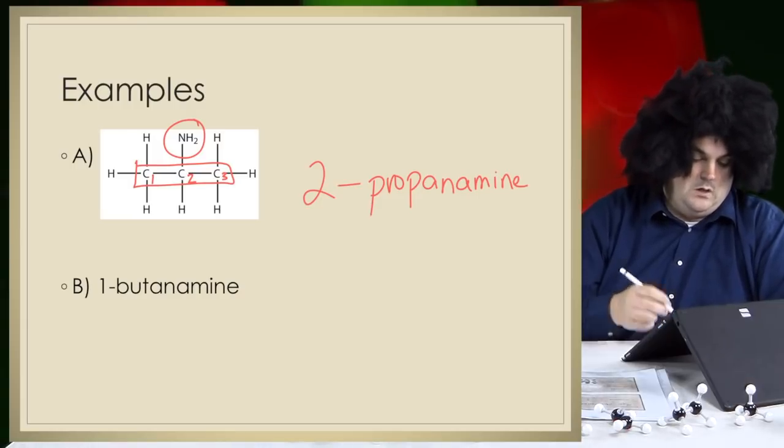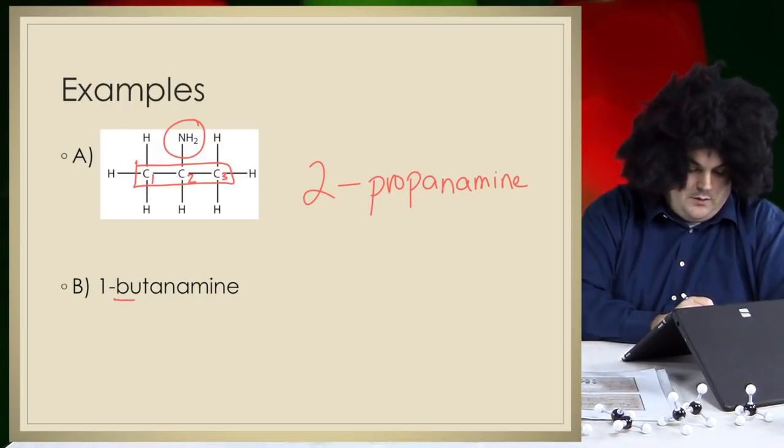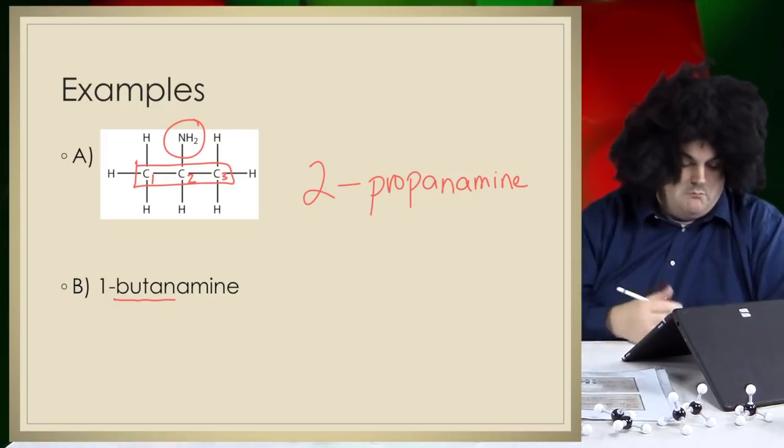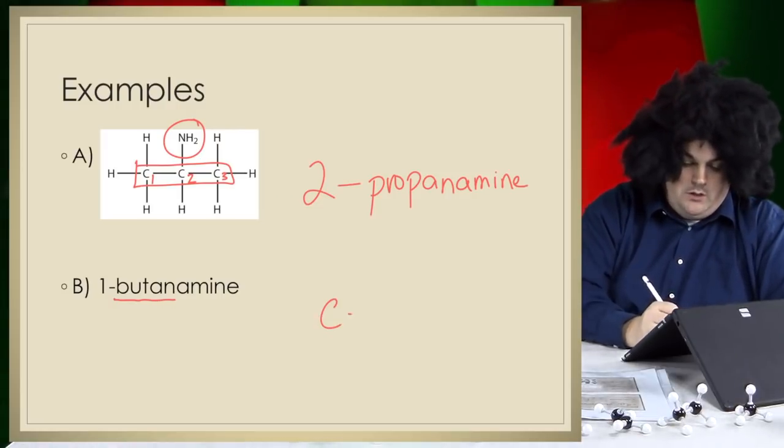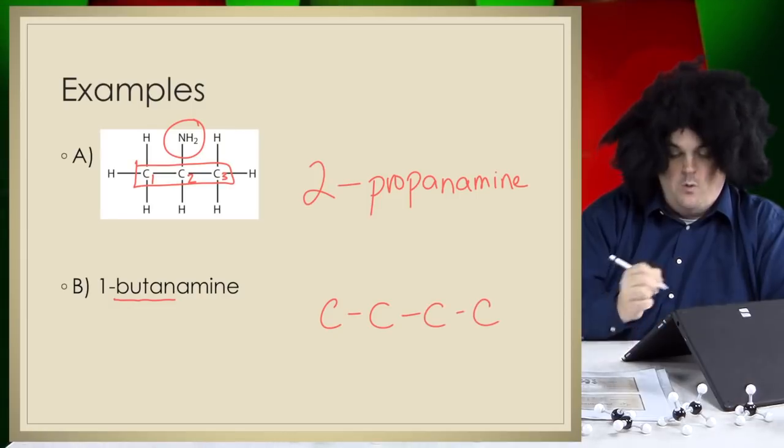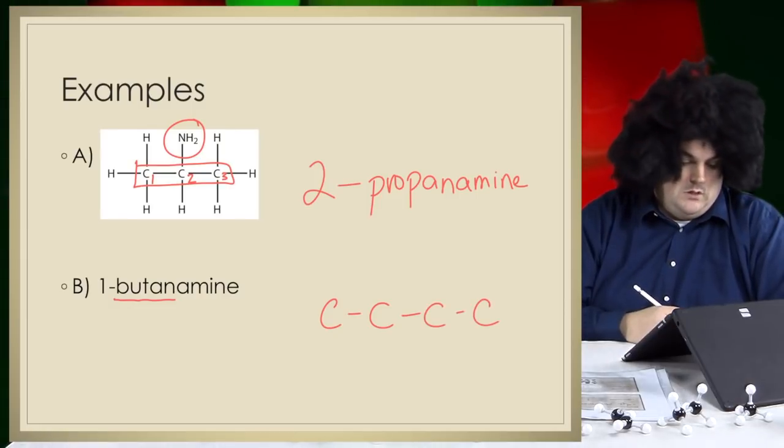All right, let's draw a structural formula for 1-butanamine. Let's start with that main chain again. I'm starting to get this. I see the functional group there along with the long chain butane. So butane, 1, 2, 3, 4 carbons for but. Good, and where would that amine group be?